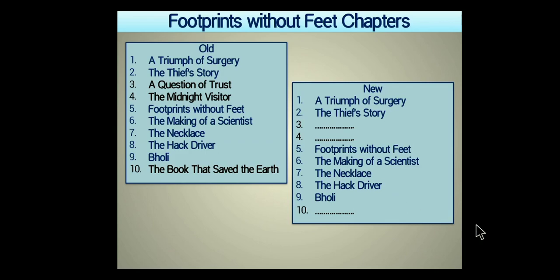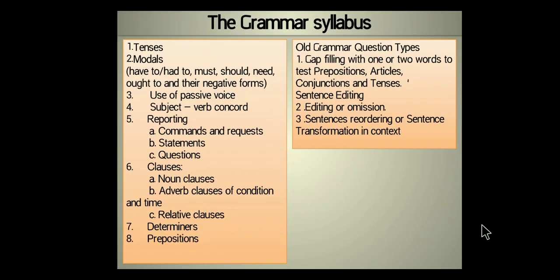Then shall I move on? Next, in grammar, altogether we had 10 topics: tenses, modals, voices, SVA, subject verb concord, reported speech, clauses, determiners and prepositions. Altogether we had 8 topics which were supposed to be answered in the form of gap filling, editing or omission, sentence reordering or sentence transformations.